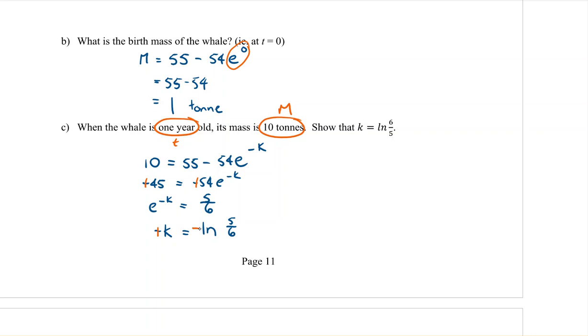Now, one of our log laws, I think it was log law number 3, says a number out the front of a log can be moved up to be a power. So that would be k equals ln of 5 over 6 to the power of -1. And a -1 means that that fraction turns upside down, doesn't it? So k is equal to ln of 6 over 5.